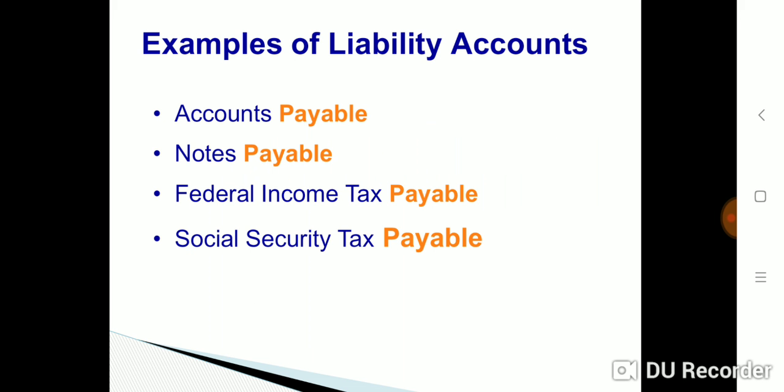Basically, there are some types of liabilities. Examples of liability accounts are account payables, notes payable, federal income tax payable, social security tax payable. In accounting terms, there are two types of liabilities, that are fixed liabilities and current liabilities.